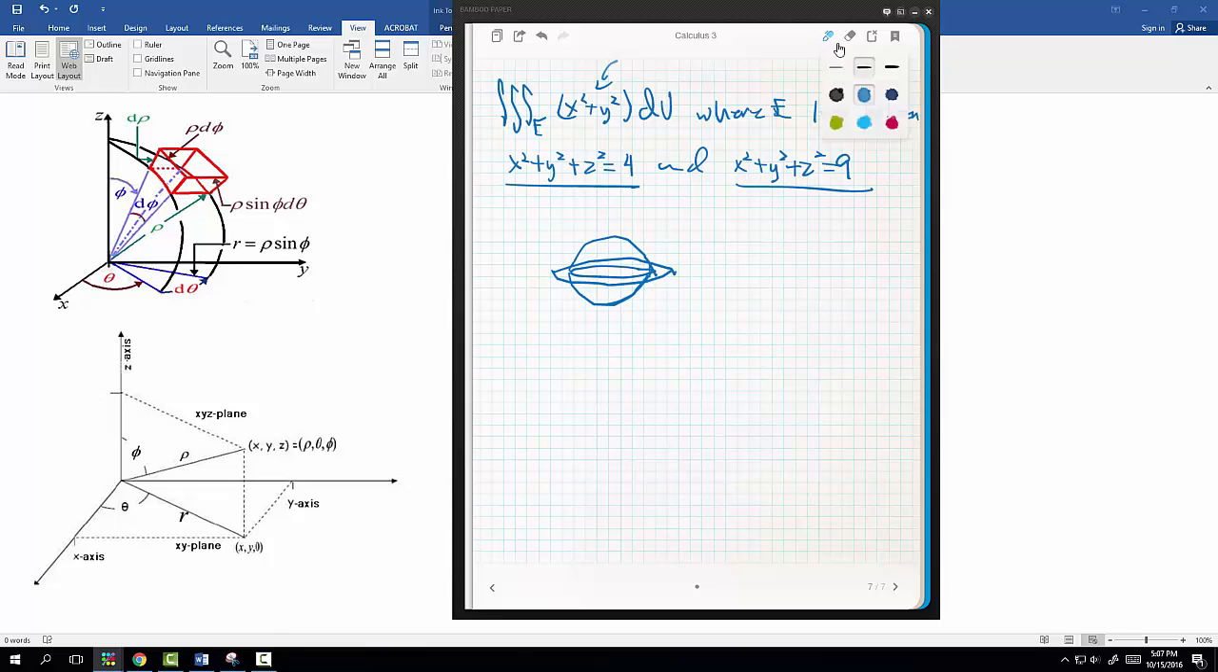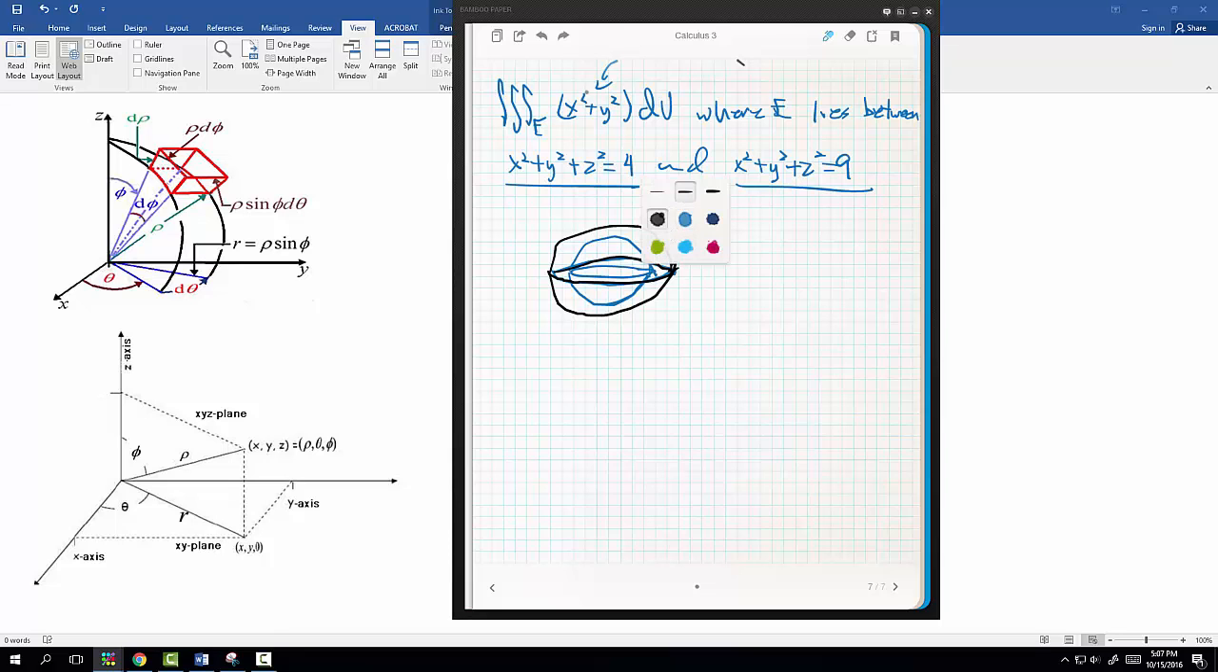You guys can hate on me all you want, by the way, because I'm really a poor artist. I shouldn't be this bad. What I'm talking about is the volume in between those two spheres. That's all I'm talking about, right? If this has a radius of 3 and the other guy has a radius of 2, I'm talking about the volume in between the two of them. Now, we've got some work to do if that's the case, all right?